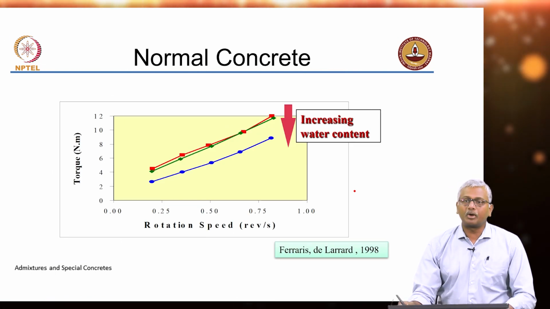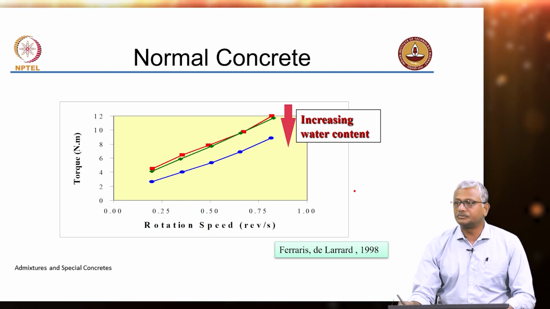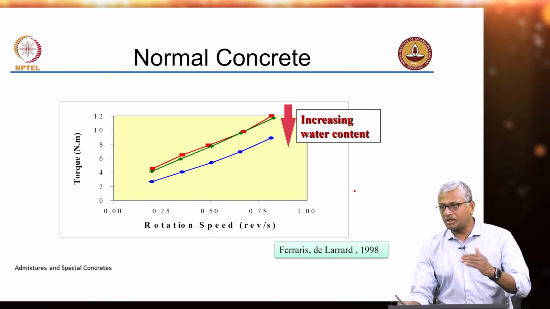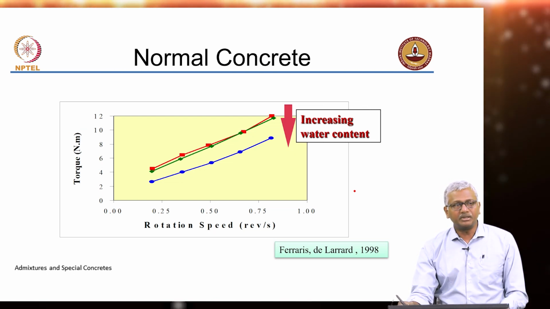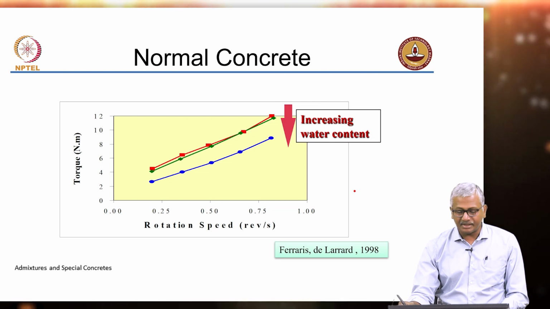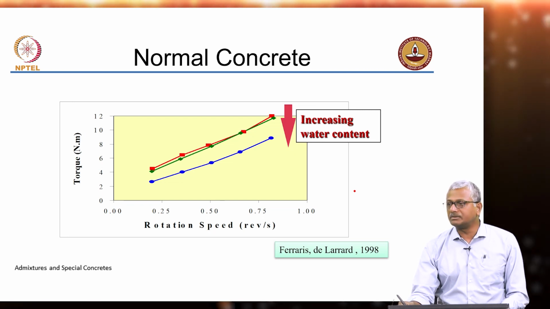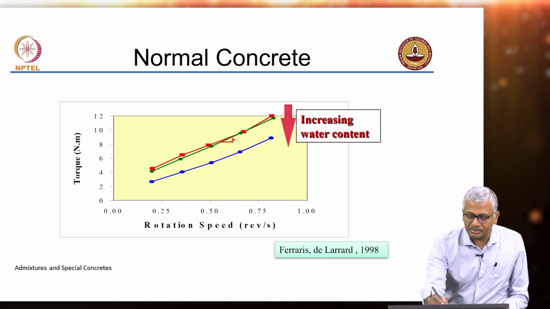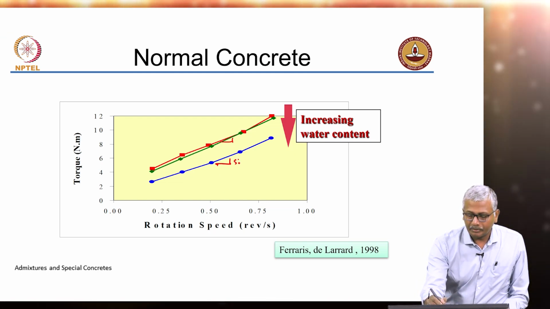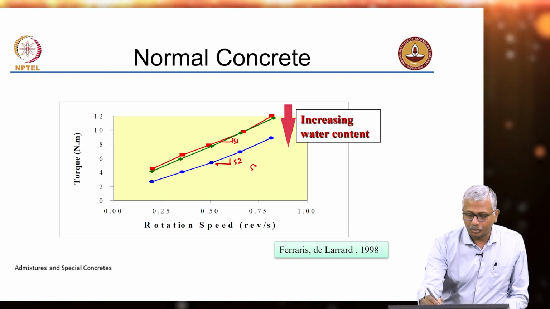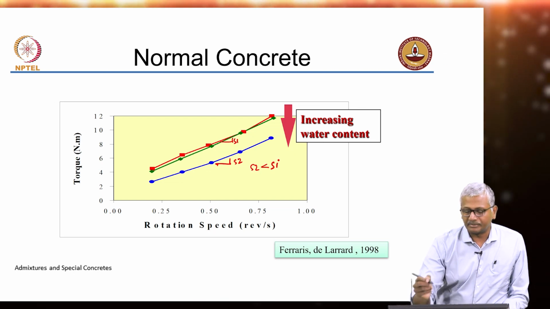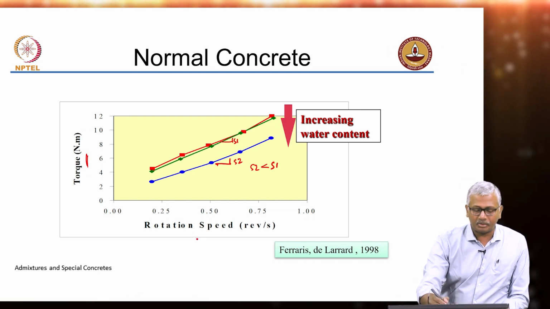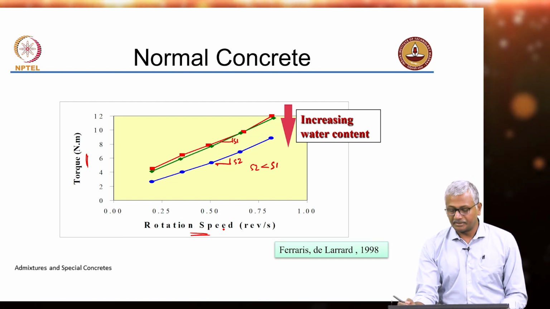So, what happens in normal concrete when you increase the water content? You are generally trying to reach a state where you reduce your initial shear. That means yield stress is getting reduced, but because you are increasing water, your viscosity will also reduce. So, the slope will also keep reducing. So, slope 2 will be less than slope 1 generally. Okay. So, this is the basic diagram that is drawn between torque and rotation speed.